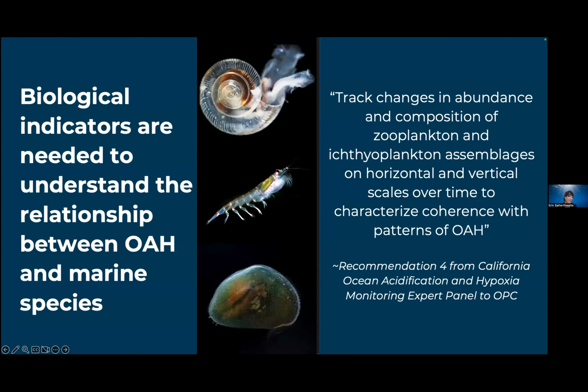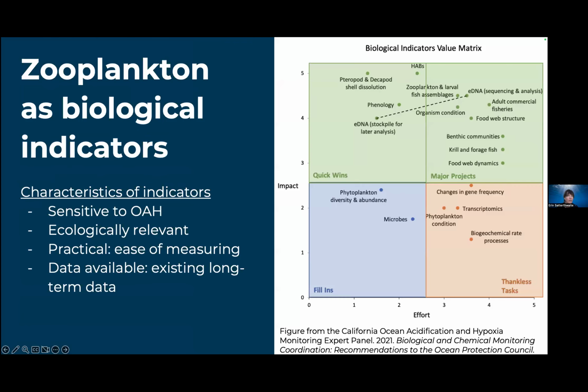So following up from what Jan had mentioned, thinking about why biological indicators are needed, they're needed to better understand this relationship between OAH and marine species, and this was reflected in a recommendation from the California OAH monitoring expert panel. And so the key characteristics of biological indicators are that they're sensitive to OAH, that they're ecologically relevant, that they're practical and relatively easy to measure, and ideally have existing data to work from.